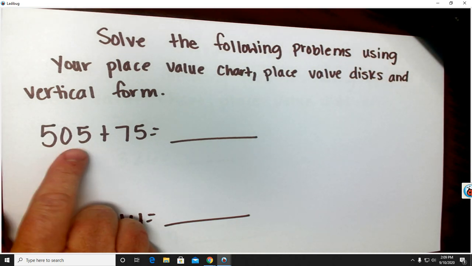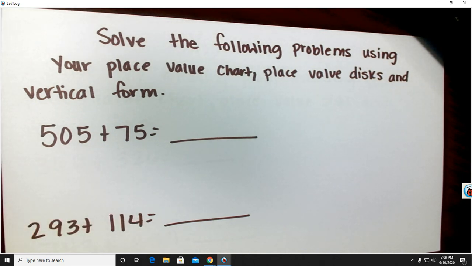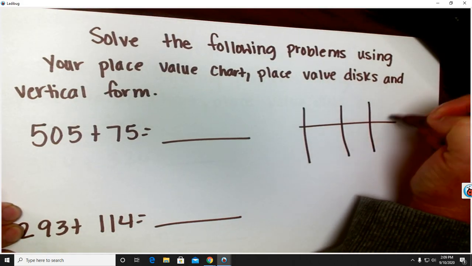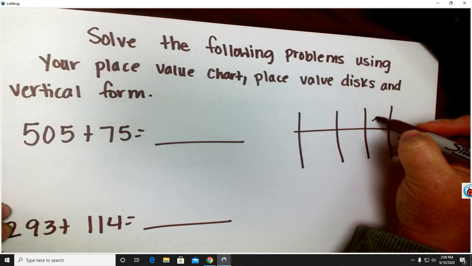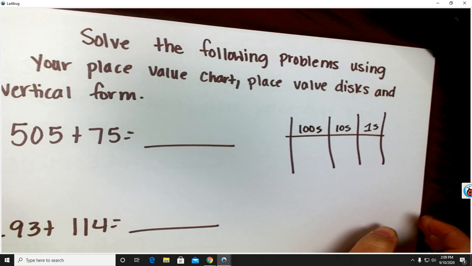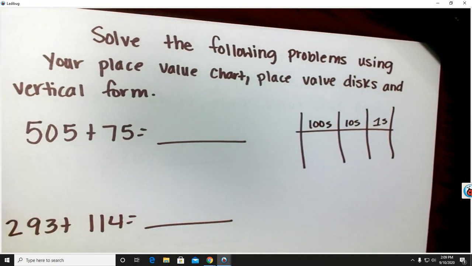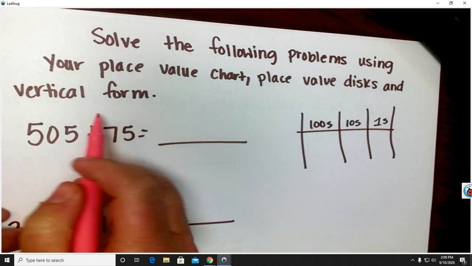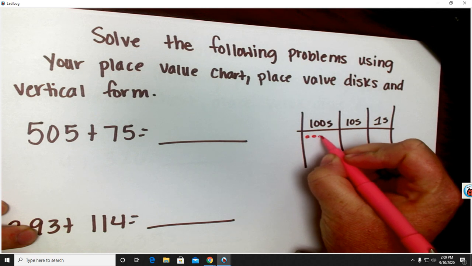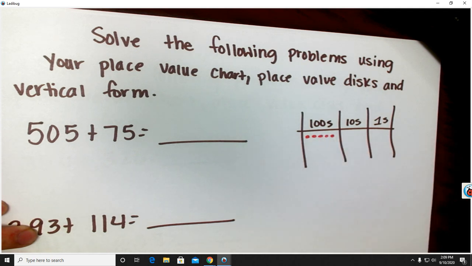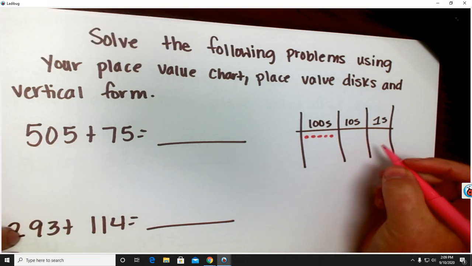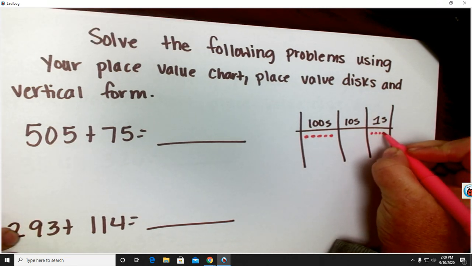Okay, so I have 505 plus 75. So I'm going to draw out my place value chart here, and I'm going to label my ones, my tens, and my hundreds. And I'm just going to model each number in my place value chart. So the first number I'm going to model is 505. So I'm going to go 1, 2, 3, 4, 5. So I have 5 hundreds, I have 0 tens, and I have 5 ones. So 1, 2, 3, 4, 5.